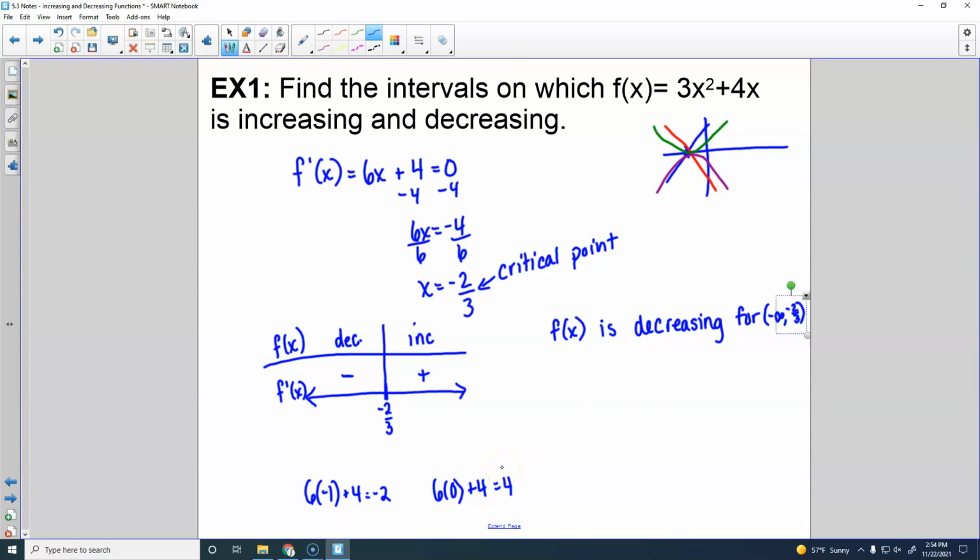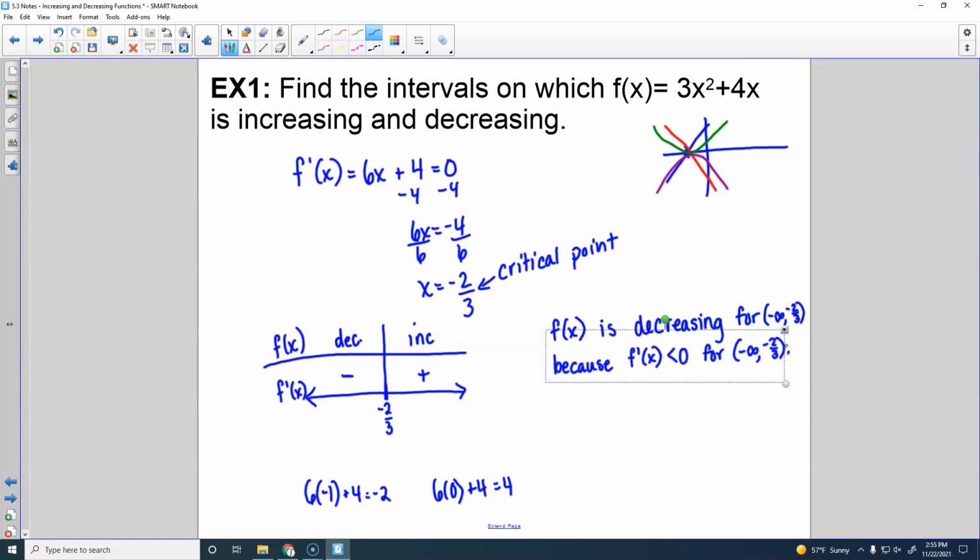Make sure you don't say "at" there. Some of you were saying "at." When you're talking about an interval, it's over a period of time. So you could say "for this interval" or "over this interval." But "at" is not really the best thing to say because that makes it sound like it's at a single point. But f of x is decreasing for negative infinity to negative 2/3 because f prime of x is less than 0 for negative infinity to negative 2/3.